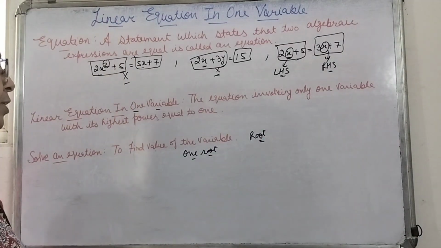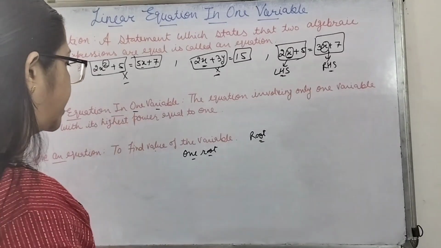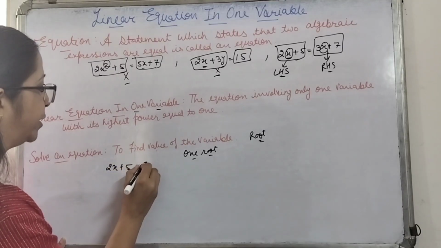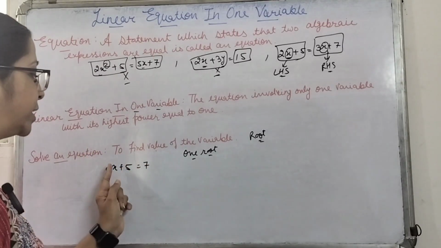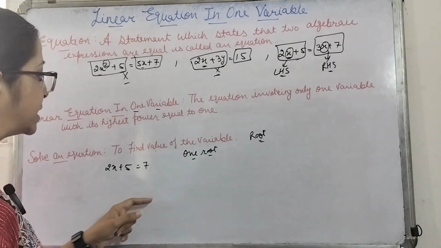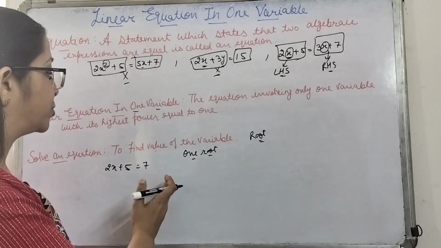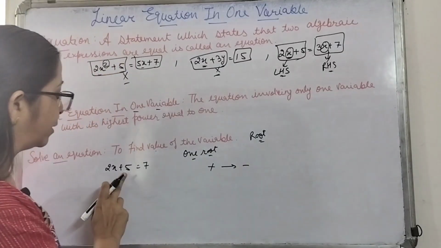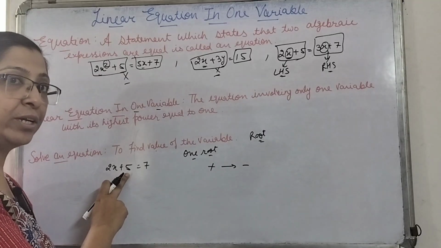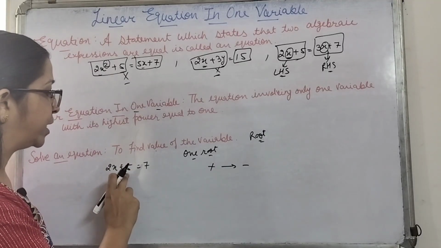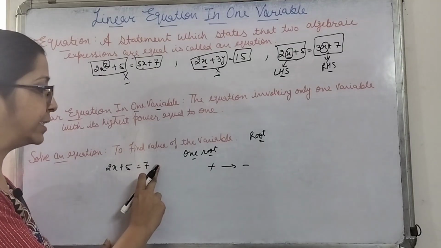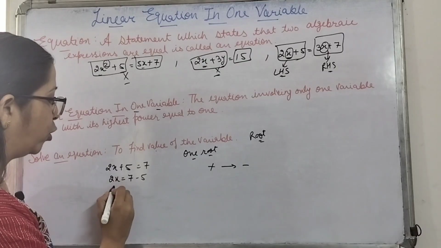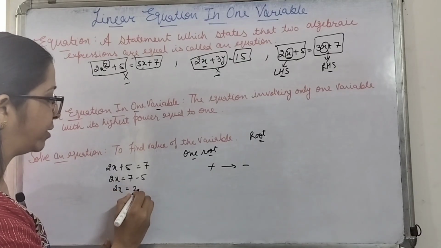Now how to solve an equation? We have already learnt in our previous classes that if there is an equation, suppose 2x plus 5 is equivalent to 7, and we transpose any number from left hand side to right hand side, or from right hand side to left hand side, then the plus sign changes to a minus sign. Here in the LHS it is plus 5. If we transpose this plus 5 to the right hand side, it will become minus 5, so 2x will be equivalent to 7 minus 5, that is 2.